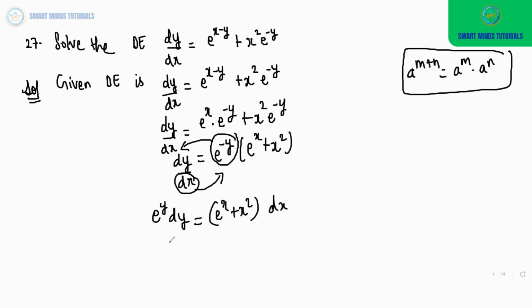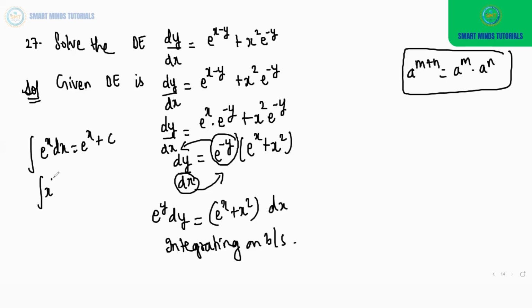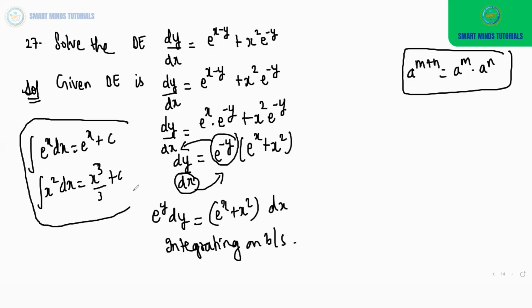Now, when you have separated them, integrating on both sides. See, we have a formula. Integral e power x dx is e power x plus c. And integral x square dx is x cube by 3 plus c. These two formulae we are going to use now. First, when I wrote integrating on both sides, I should put integral symbol. Integral e power y dy is equal to integral e power x plus x square dx.